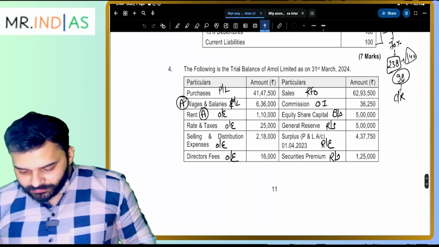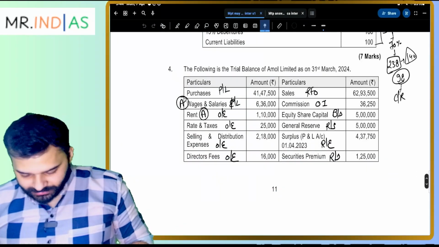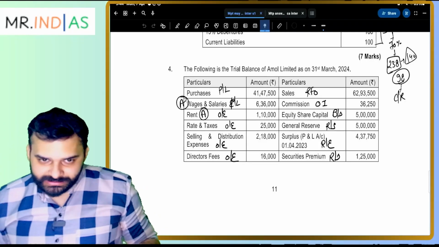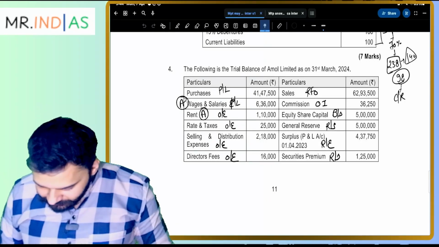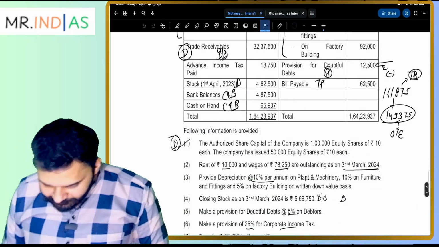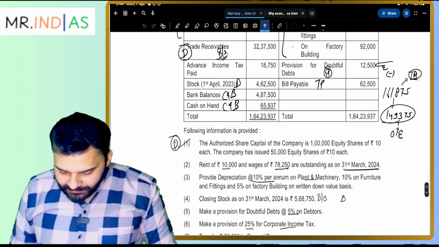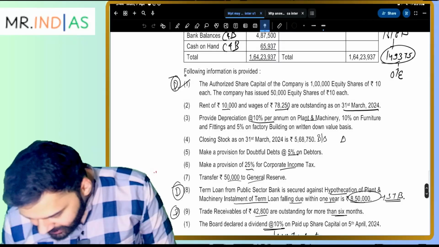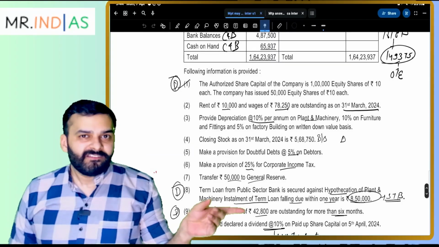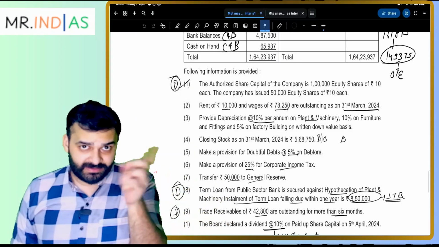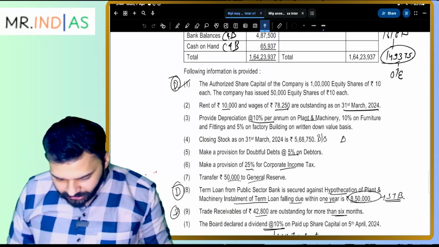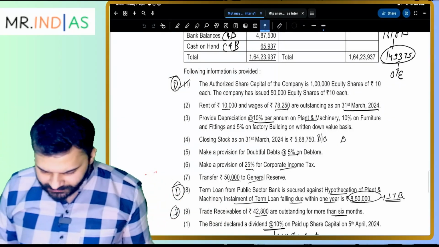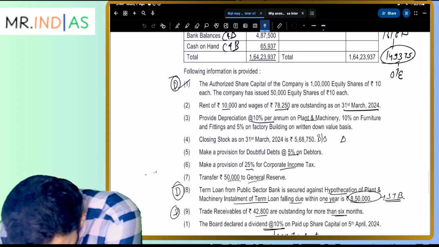Following is the trial balance of Amol Limited on 31st of March 24. This is the question from Schedule 3, Companies Act Schedule 3. You have to prepare the balance sheet and profit and loss account. So the very first step you are going to do is read the adjustments and mark accordingly whether these adjustments are adjustable adjustments or disclosable adjustments. For example, the authorized share capital is given for disclosure purpose only, so it is a disclosure based adjustment.